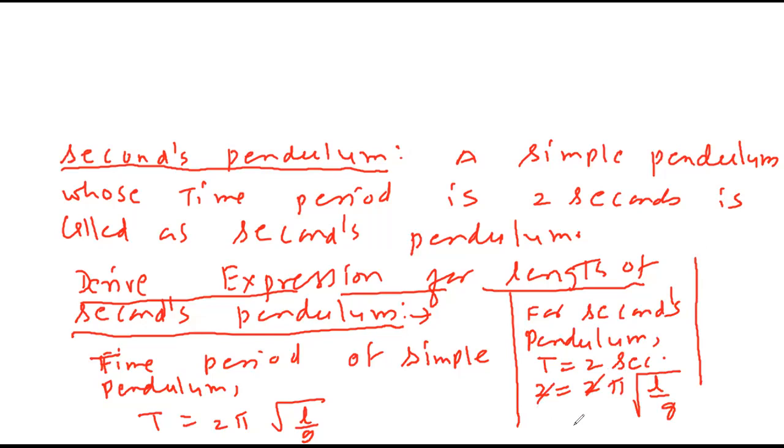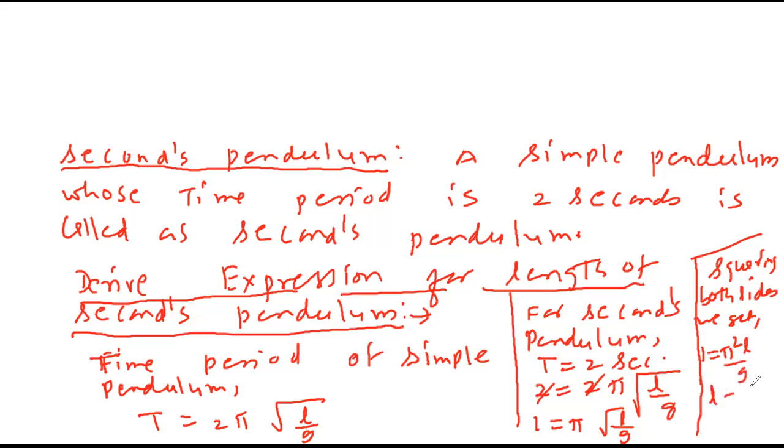So 1 equals pi root of L by g. Squaring both sides, we get 1 equals pi square L by g. Therefore, L equals g upon pi square. This is the expression for the length of a seconds pendulum. Now write the definition and derivation.